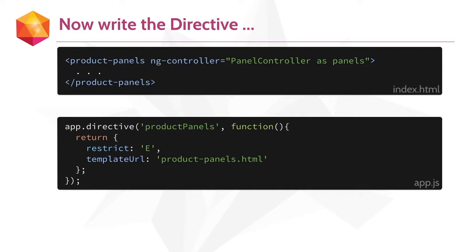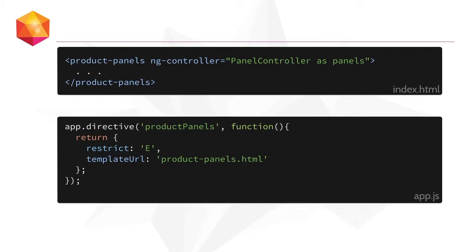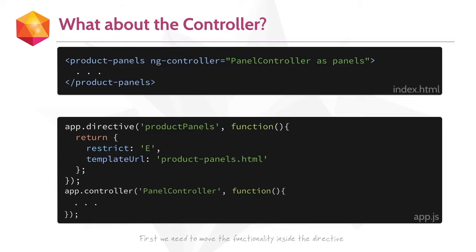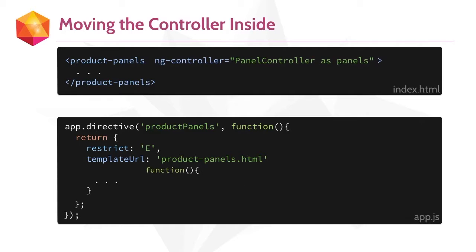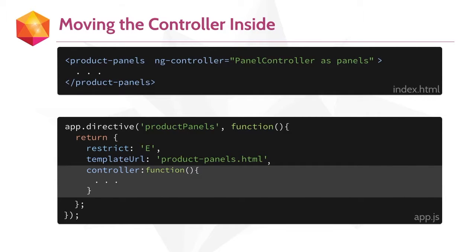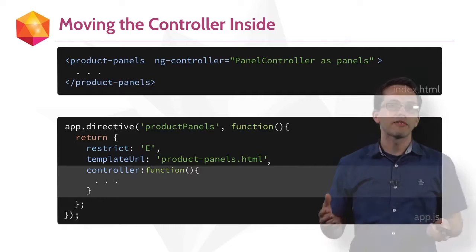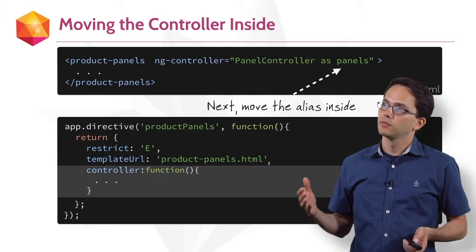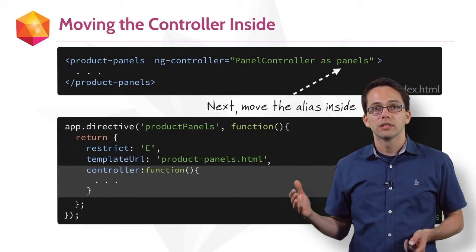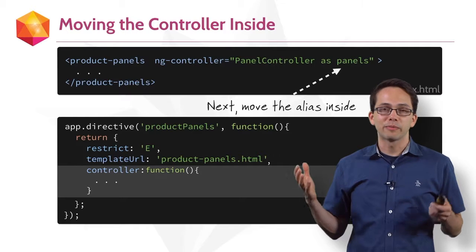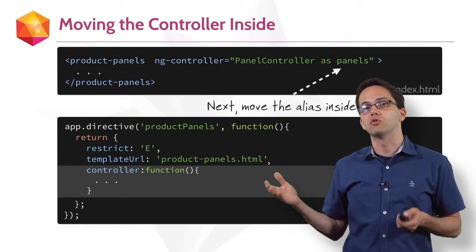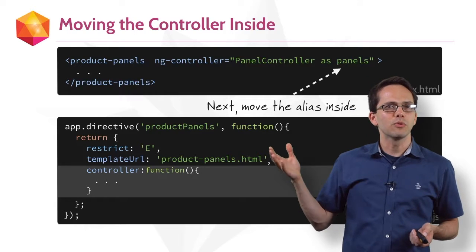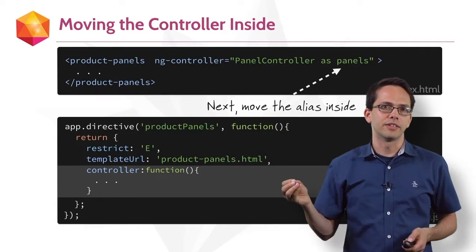be product-panels.html. Now, how do we move the controller into the directive? Well, first things first, we're going to move the functionality of the controller into the directive using the controller keyword. So we have our product panels directive with our panel controller, and it works fine. We would just have to remember every time we add this product panels directive to also include this controller.